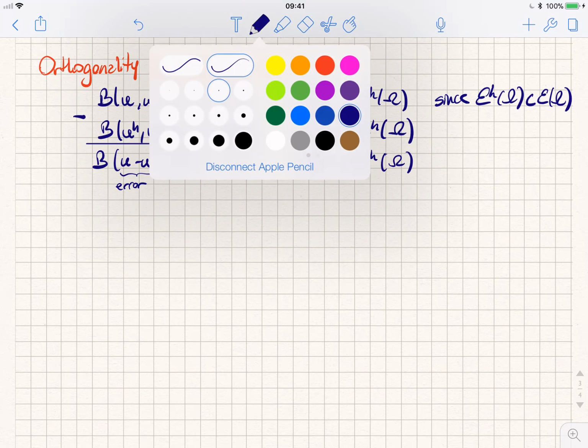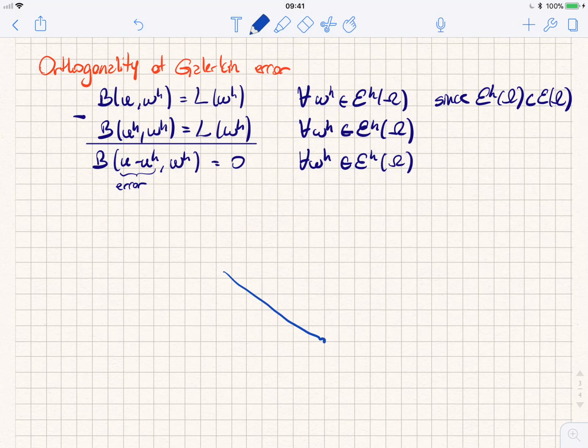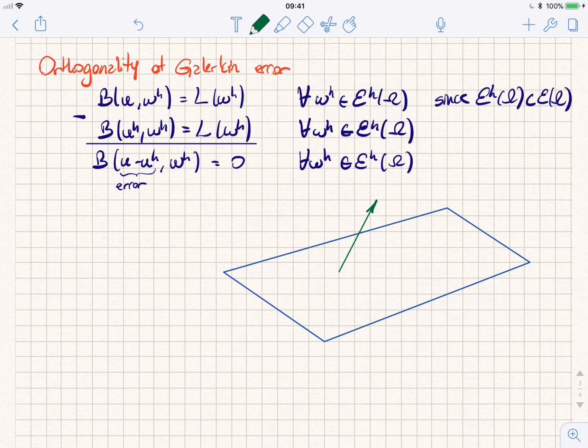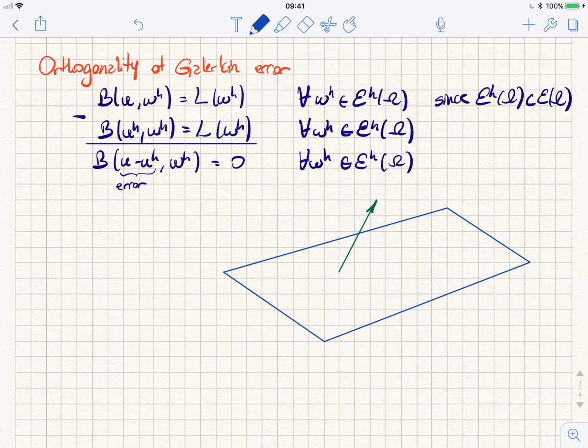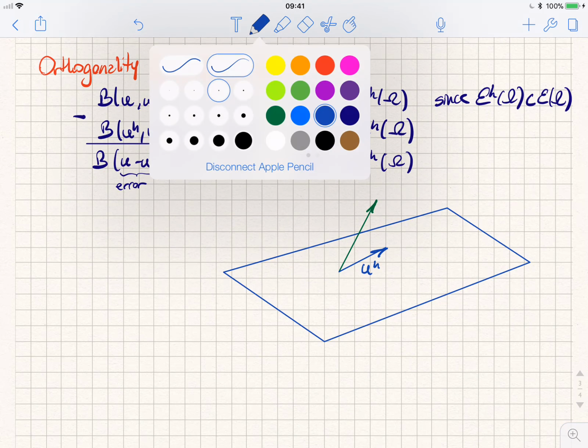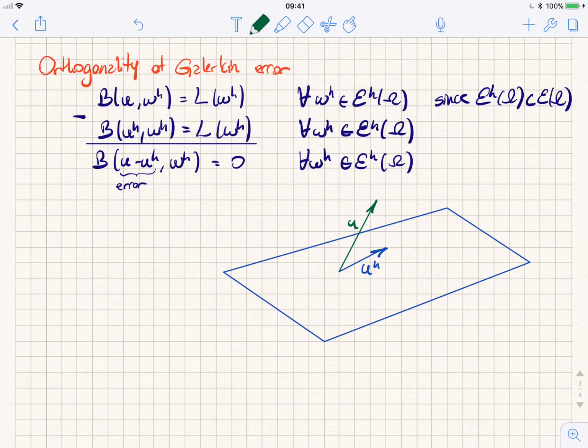Let me just change color. And let's say this is your exact solution. So this is UH, this is U, and so this guy here is U minus UH.